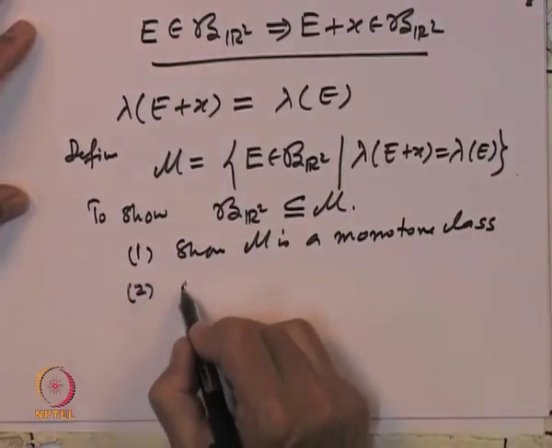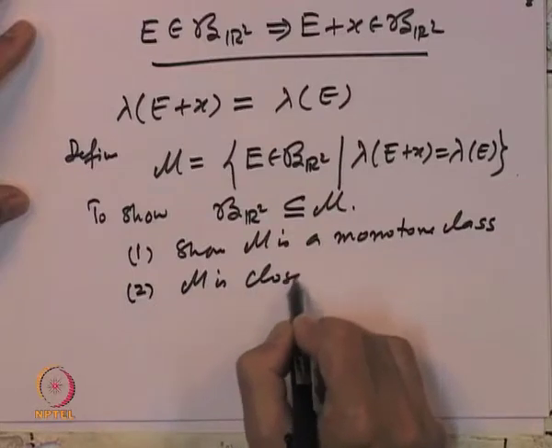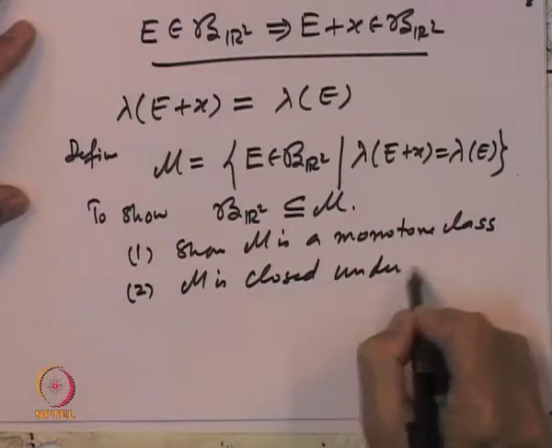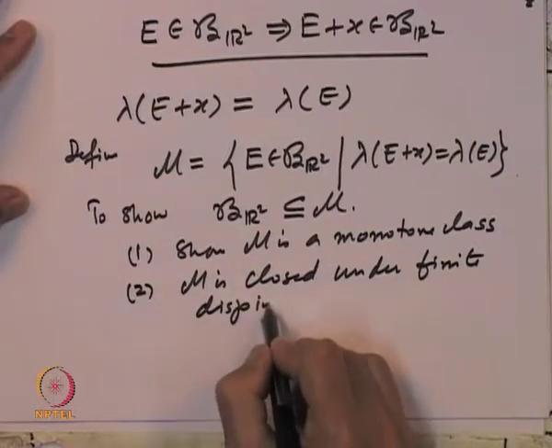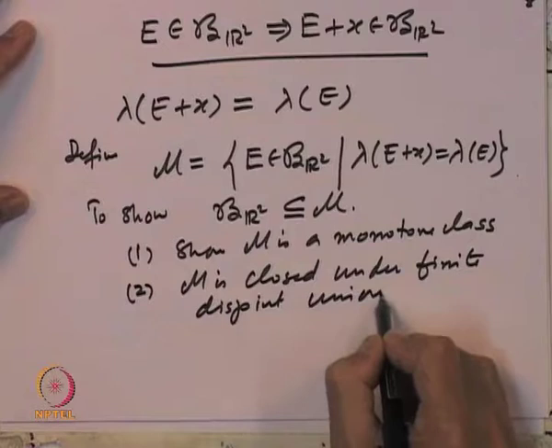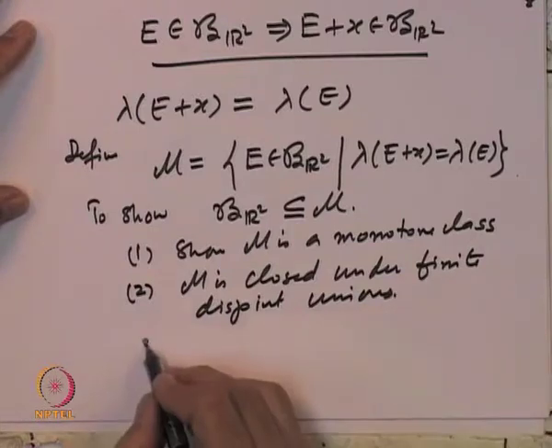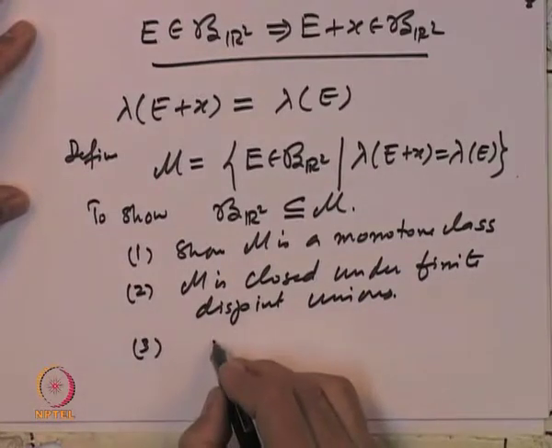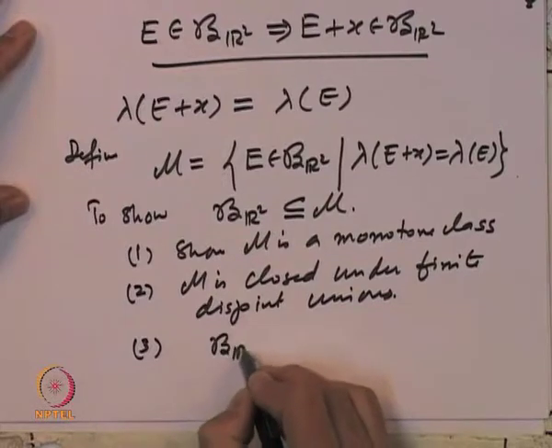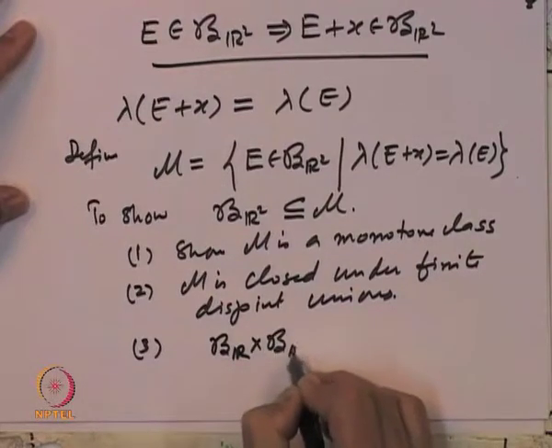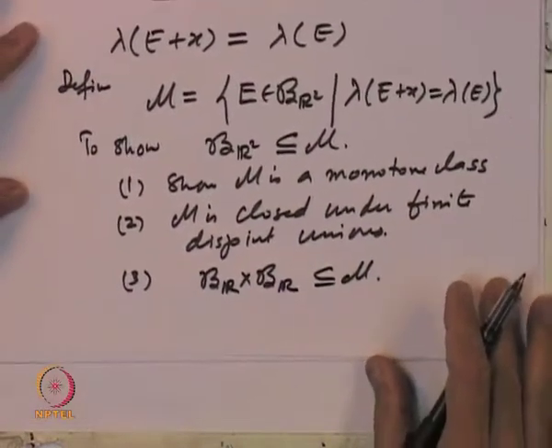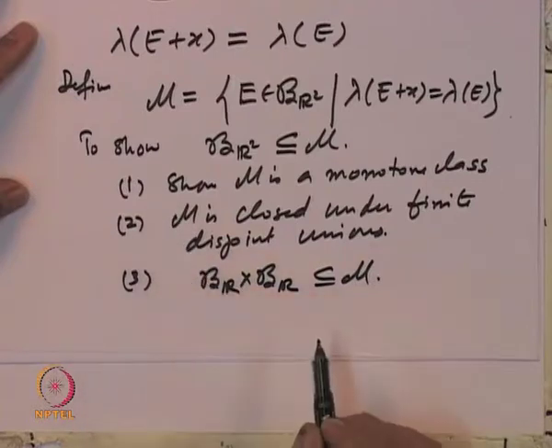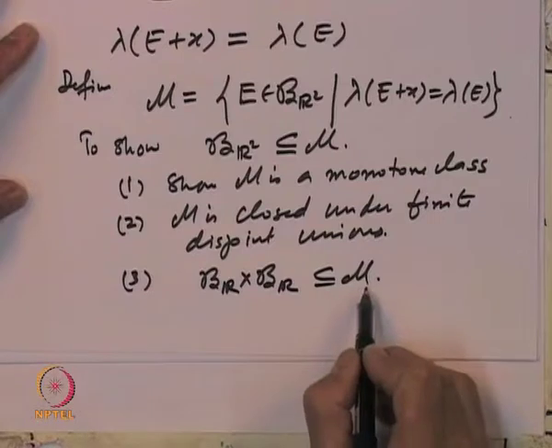2, M is closed under finite disjoint unions, and third, the Borel rectangles, B R cross B R, are inside M. Once these three facts are proved, we will be through as follows, because these rectangles are inside it, and if this is a monotone class.